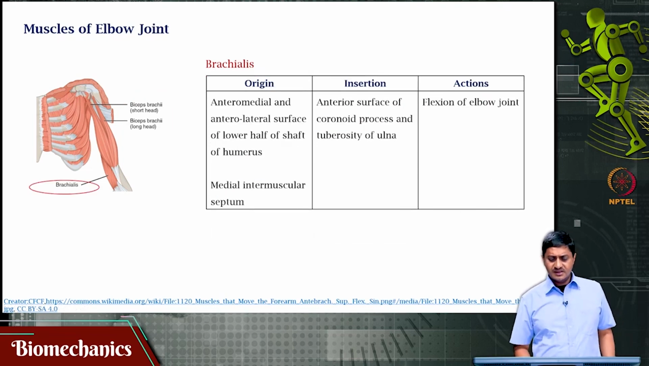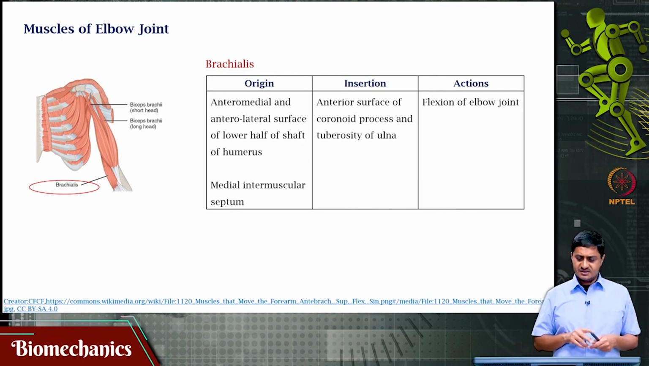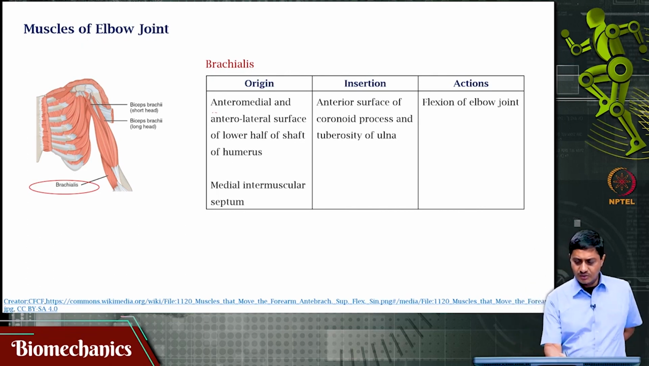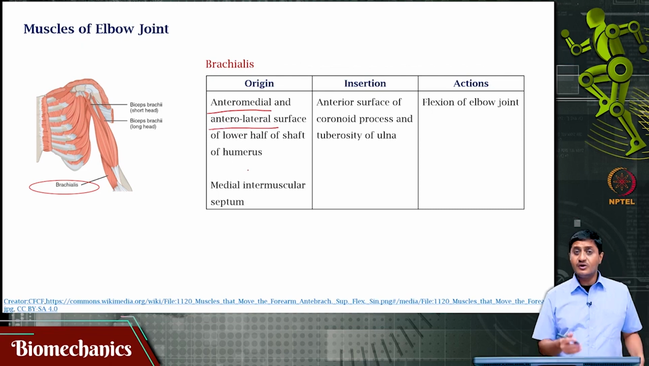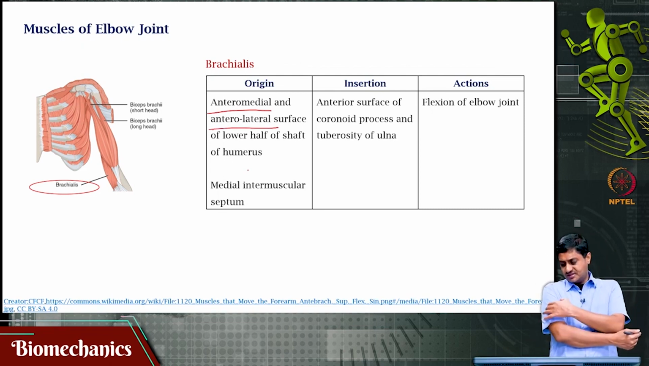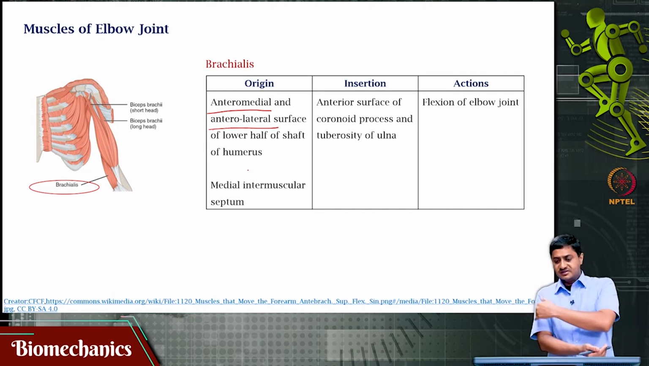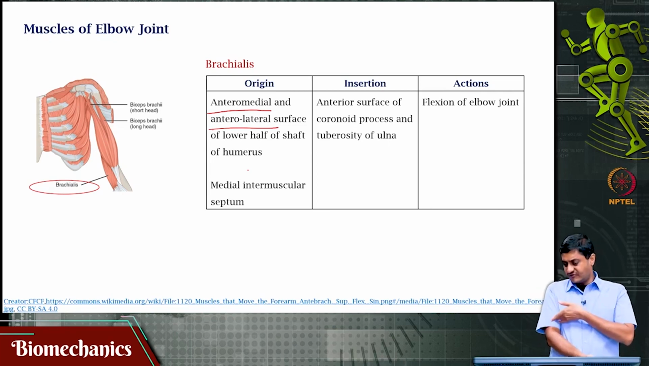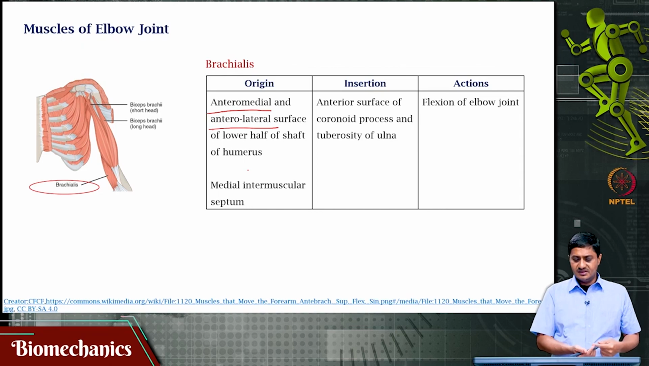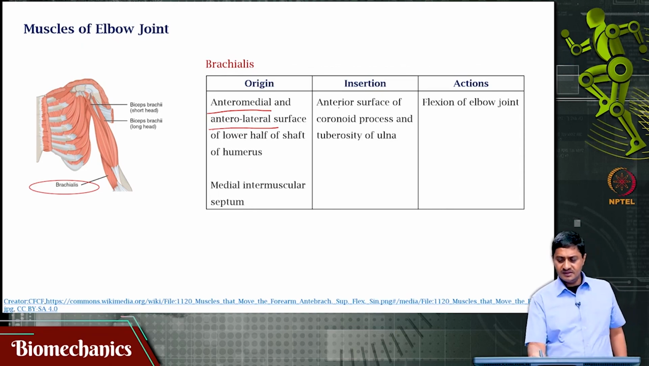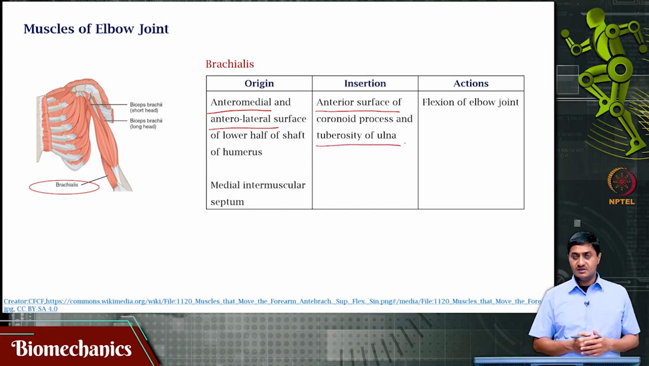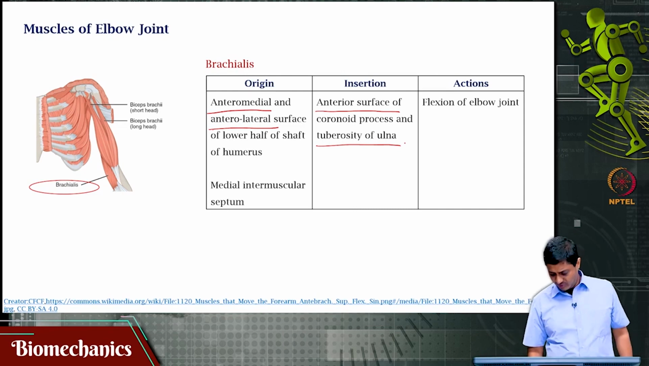So, then there is the brachialis. Brachialis is on the anteromedial and anterolateral surface of the lower half of the shaft of the humerus. Lateral means on the side, medial is towards the midline, antero means on the front side, right, of the lower half of the shaft of the humerus, somewhere here is where you are looking at. And the insertion is closer to the ulnar tuberosity. Again, same function, elbow flexion.